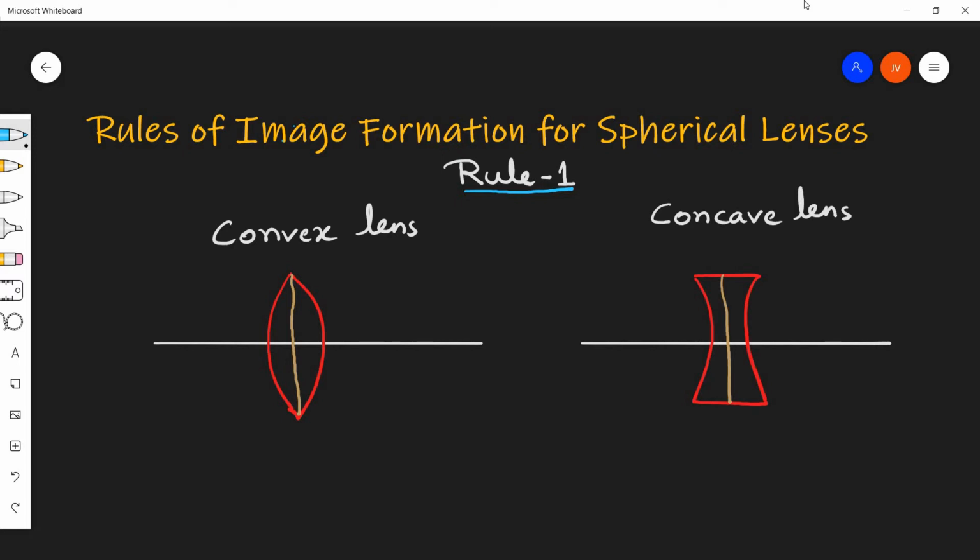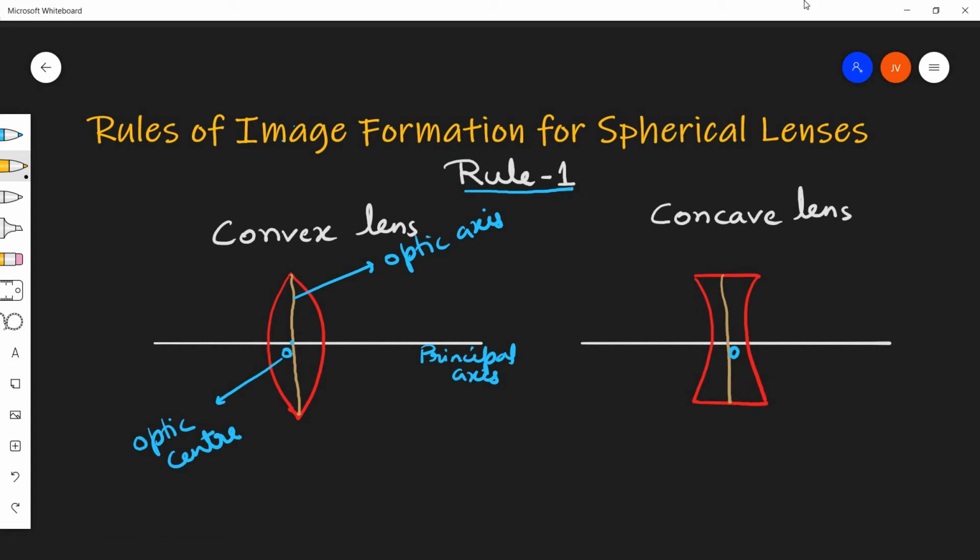But before that, in the diagrams on the screen, the horizontal line is the principal axis and the vertical line is known as the optic axis. The point of intersection of the principal axis and optic axis is known as the optic center. Now the first rule of image formation for spherical lenses, let us begin with convex lens.